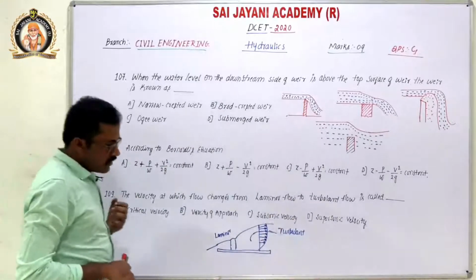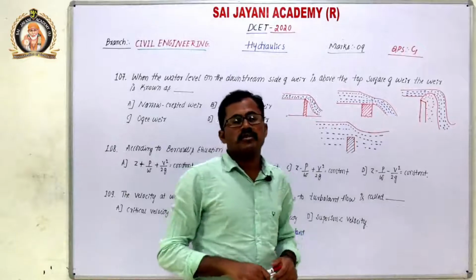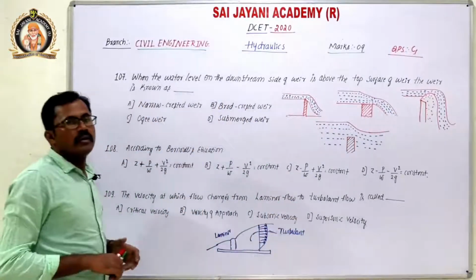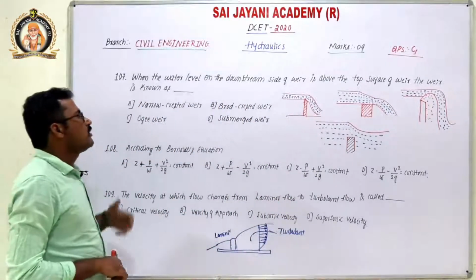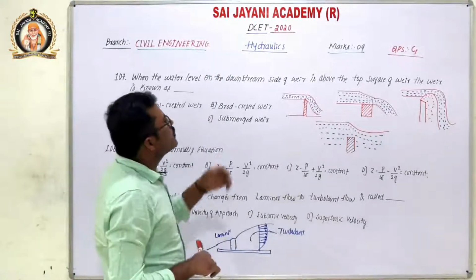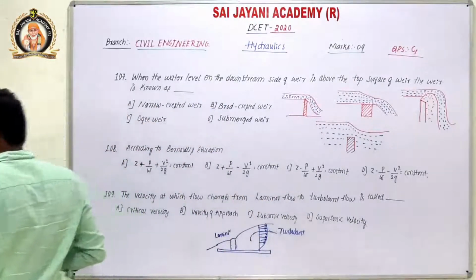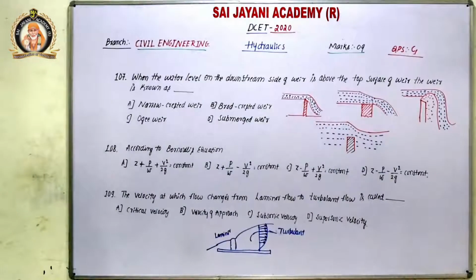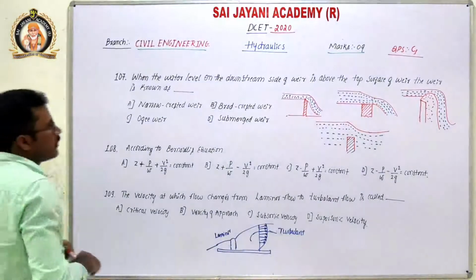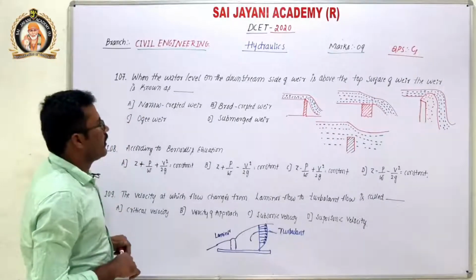So what is a weir? A weir is a metal or concrete structure used to measure the flow rate through canals. So to measure the flow rate of canals, we are going to use weirs. There are many types of weirs, such as narrow crested weir.